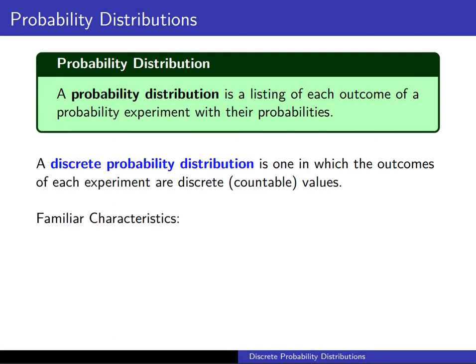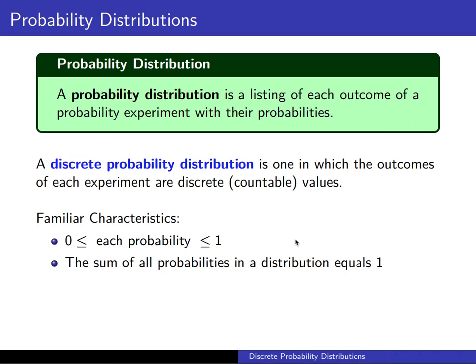countable values. And some familiar characteristics from our past discussions on probability: remember that each probability is going to be a value between 0 and 1 inclusive. So we can't have a probability that is negative, and we can't have a probability that is greater than 1. Also, the sum of all the probabilities in a distribution is going to equal 1 because we will account for all possible outcomes in that experiment. So if we add up all the possible outcomes in an experiment, we get 100% or 1.